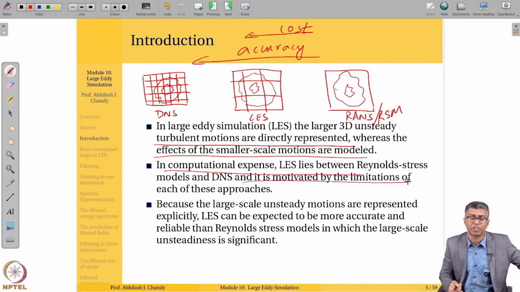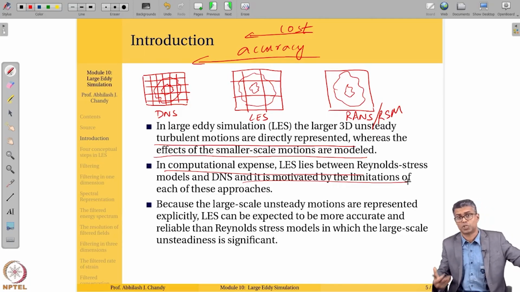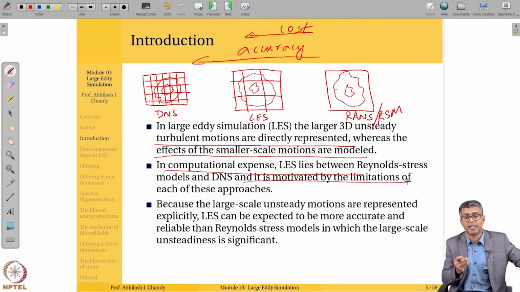So it is motivated by the limitations of each of these approaches. What is the limitation of DNS? The fact that it is computationally very expensive. You have to spend 90% of your effort on resolving those 10% of the energy in the dissipative range. That's an example. What is the limitation of a RANS approach? It is much less accurate. It is cheaper, sure, but it is the least accurate method possible. You're not resolving any scales. You're modeling all the scales.